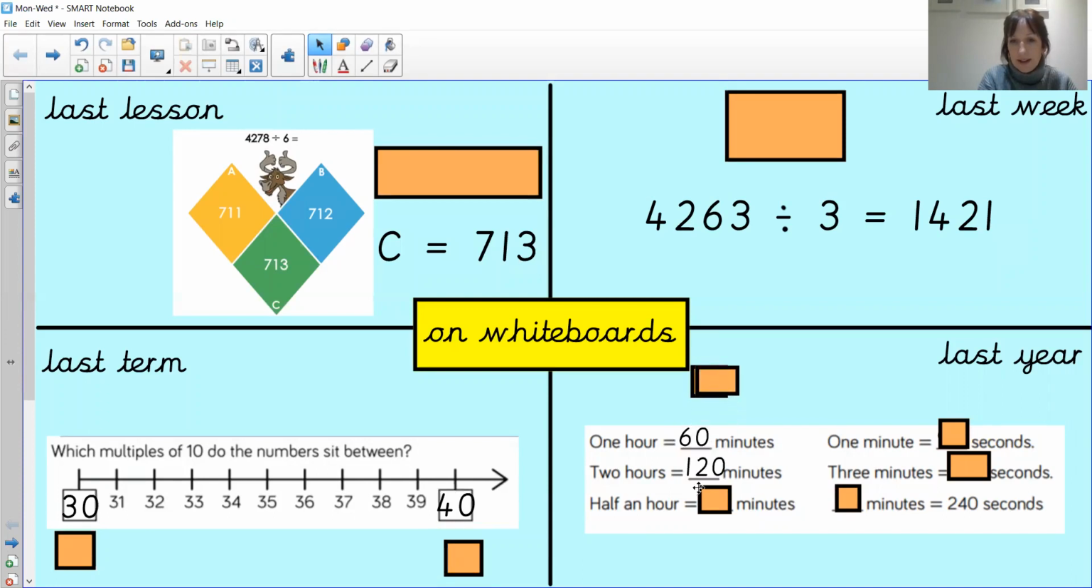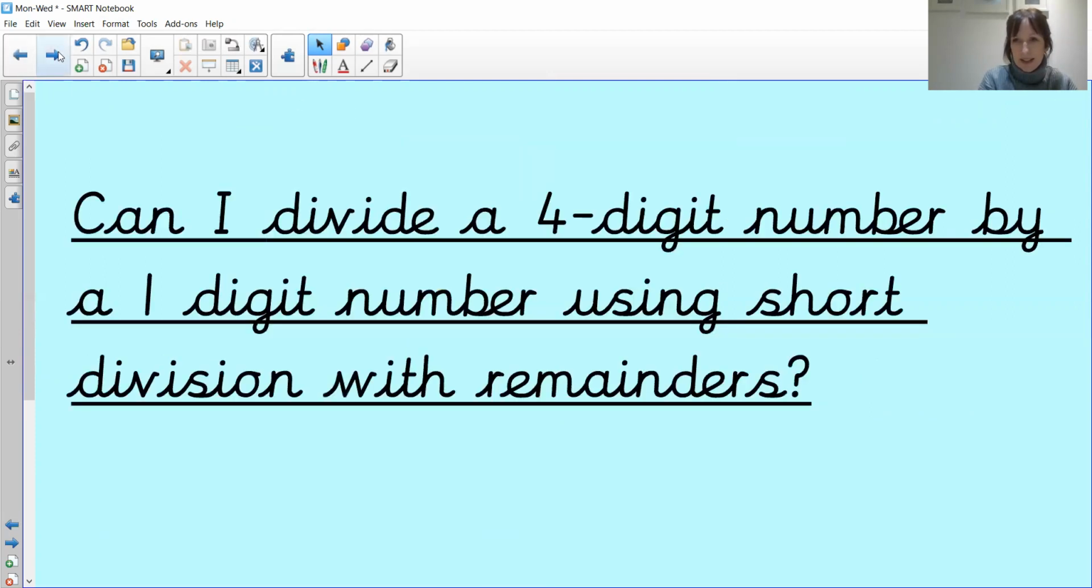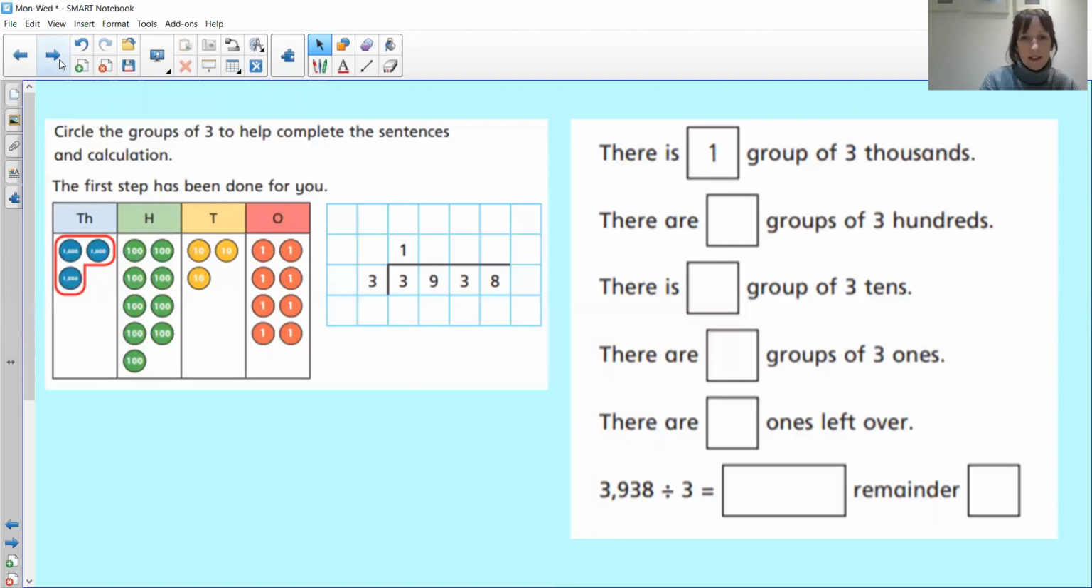So we've got 1 hour is 60 minutes, 2 hours is 120 minutes, and half an hour is 30 minutes. 1 minute is 60 seconds, 3 minutes is 180 seconds, and 4 minutes equals 240 seconds. So let's go on to today's lesson. We're going to be carrying on with our short division, but we're going to be using remainders today, or solving questions that have remainders. So let's look at what a remainder is.